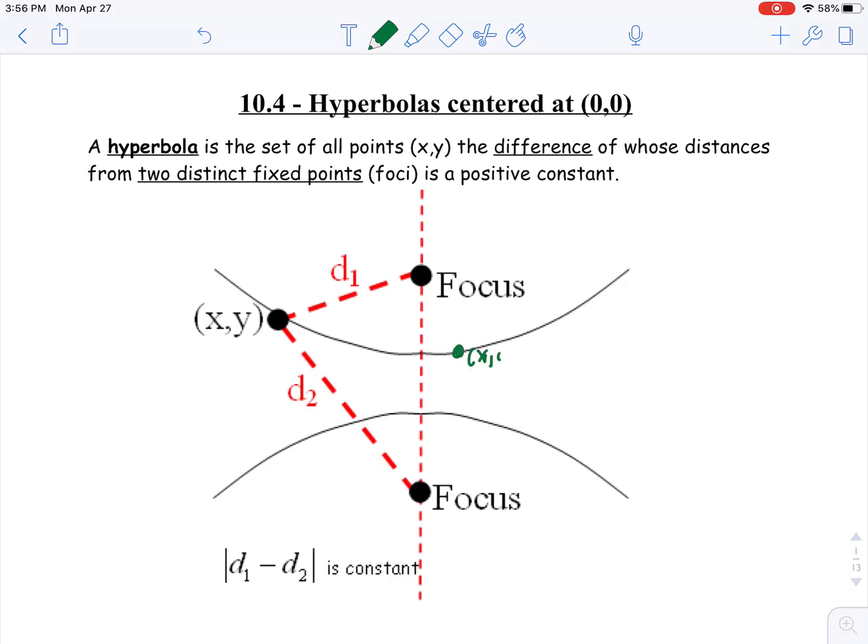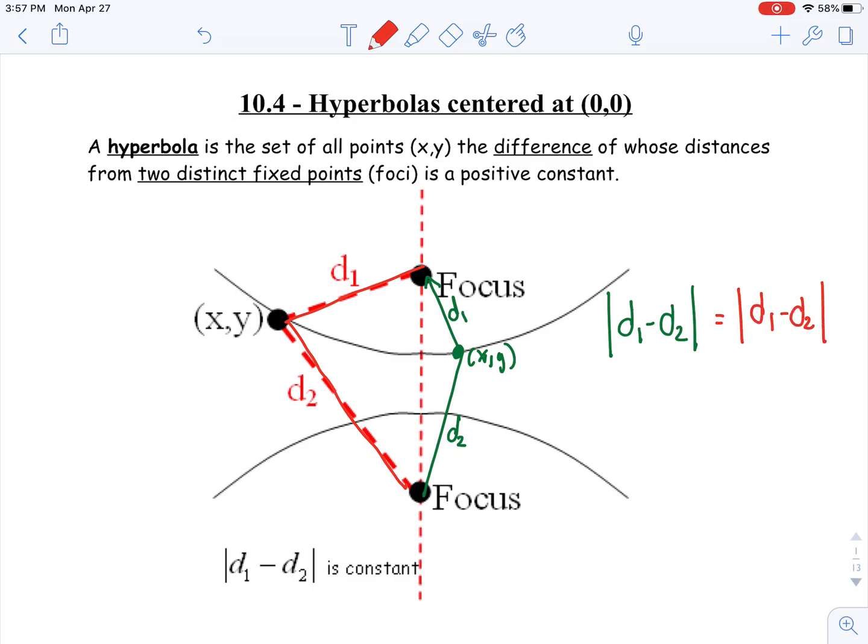If I plotted another point on the graph, this point here, (x, y), the distance from this point to that first focal point, let's call that D1 again, and the distance from this point to that second focal point, we're going to call that D2. If I subtract those distances, D1 minus D2, and I take the absolute value, in other words, I'm only focusing on a positive distance here, that distance will be the same as the subtraction of these two distances. So no matter where the point is plotted, that distance between them is going to end up being the same value again.